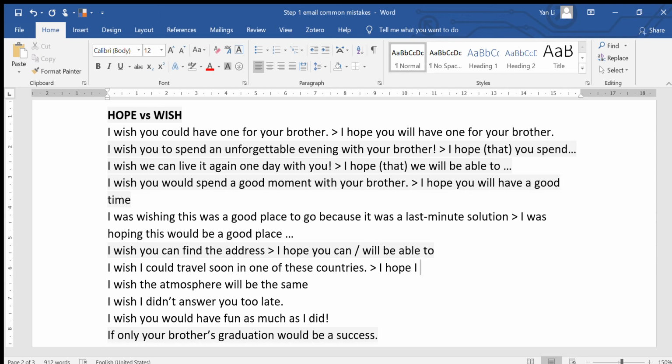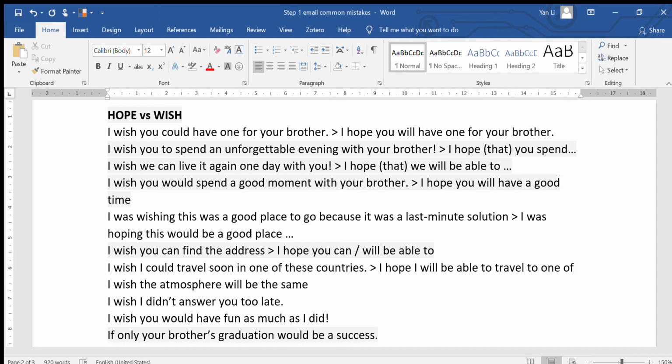what do you think? "I hope I can travel to one of these countries soon", or "I hope I will be able to travel to one of these countries soon." I think we're going to go with "will be able". "I hope I will be able to travel to one of these countries soon." In English, time goes at the beginning or at the end of the sentence, not in the middle, and "soon" doesn't work at the beginning of this sentence, so we're going to put it at the end.